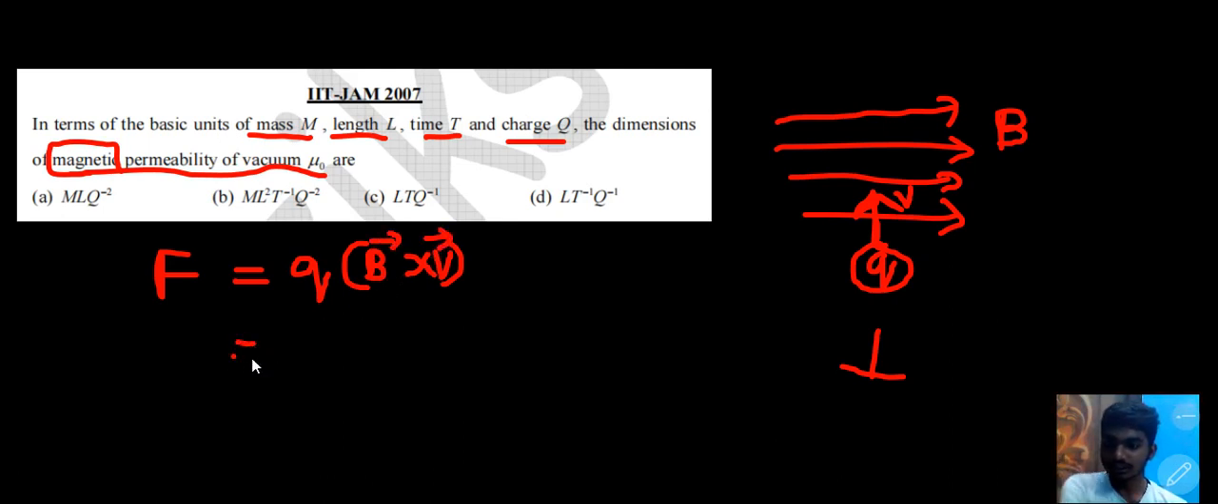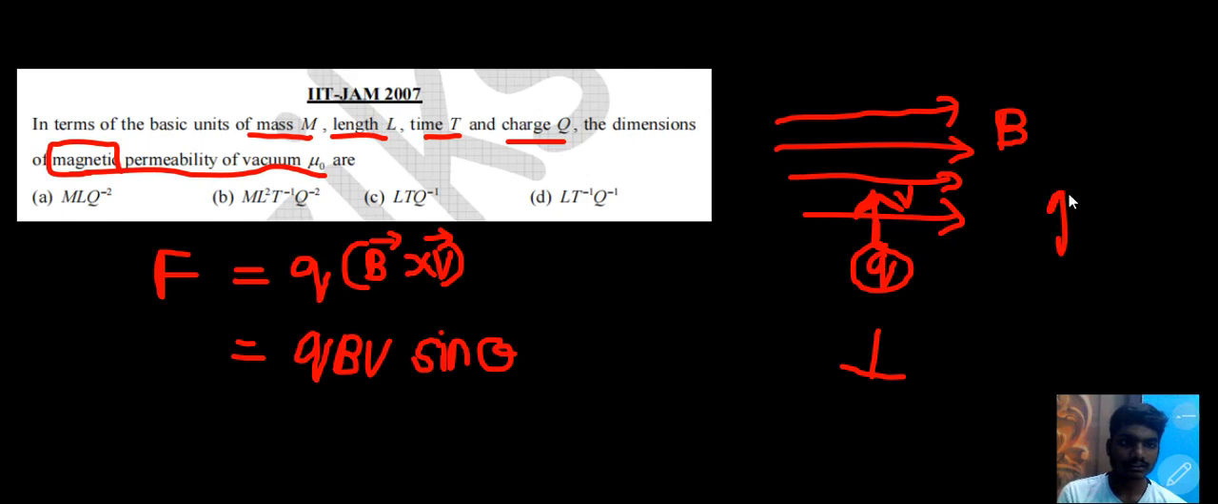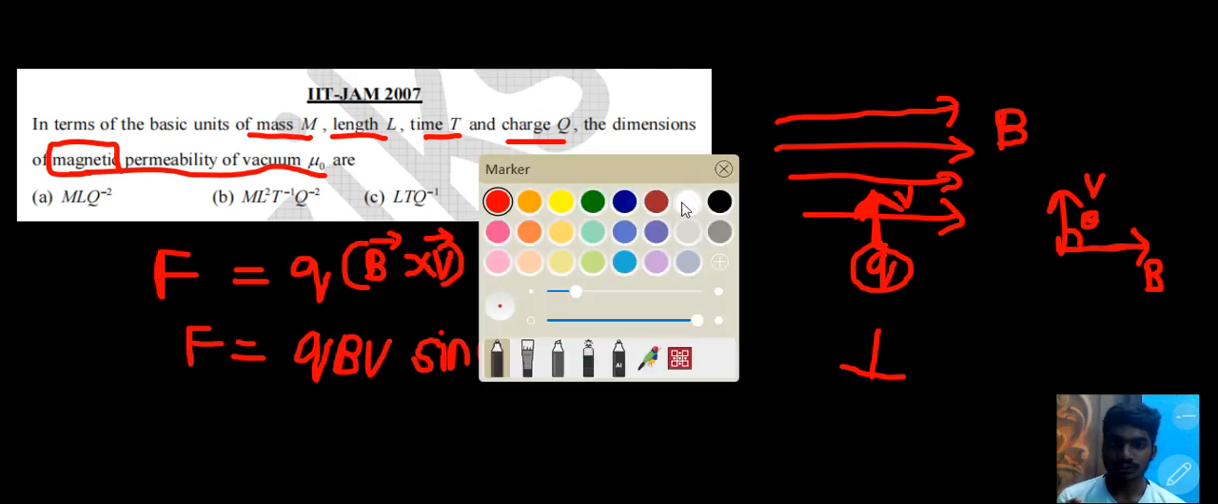When you convert it into scalar, you get q B v sine theta, where theta is the angle between the velocity v of the charge q and the magnetic field B where the charge is entering. So this force is known as the Lorentz force. Now we have understood the concept of Lorentz force.